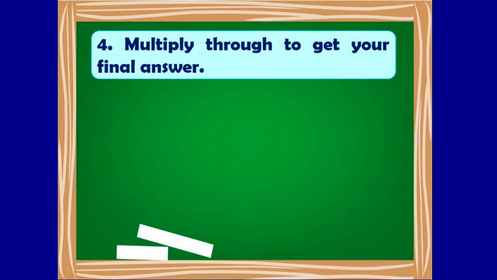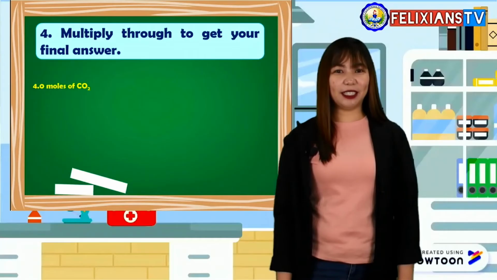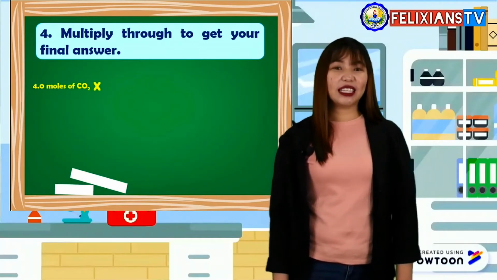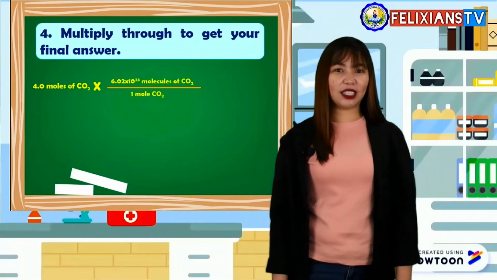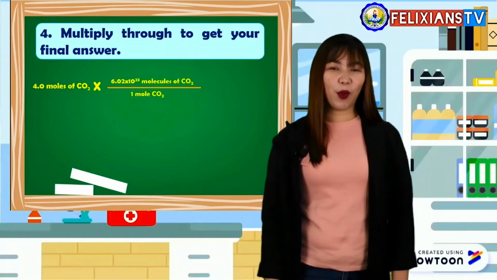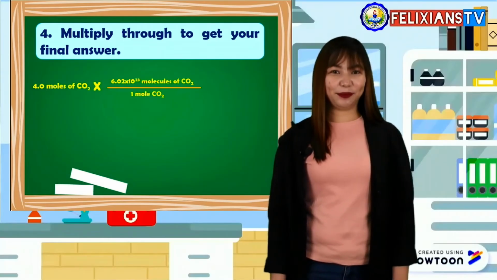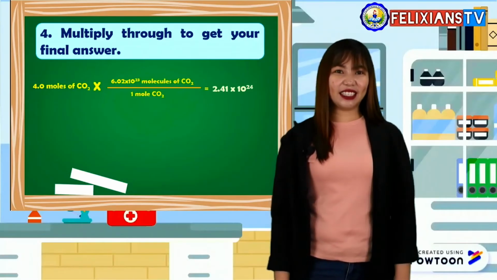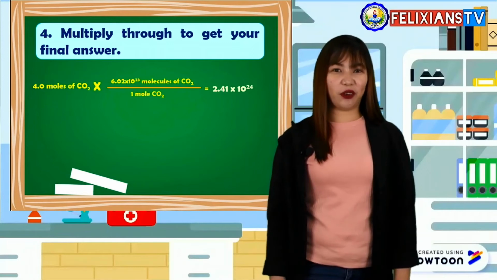Lastly, multiply through to get your final answer. 4.0 molecules of carbon dioxide multiply with 6.02 times 10 raised to 23 molecules of carbon dioxide divided by 1 mole of carbon dioxide. What is the answer? Correct! The answer is 2.41 times 10 raised to 24.